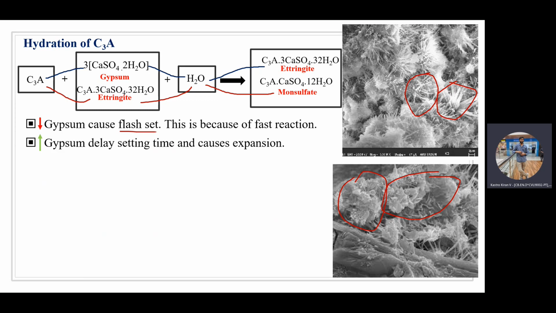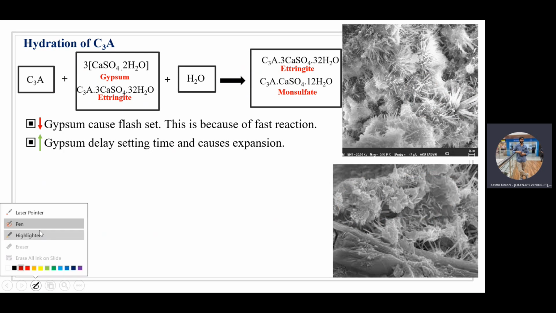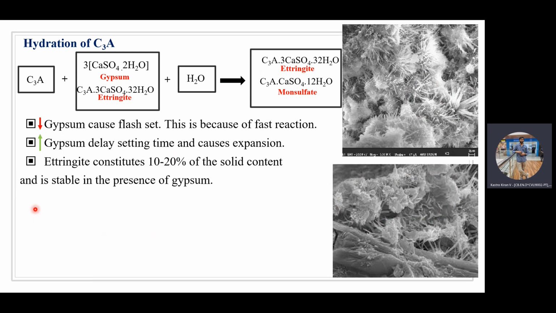Now, if you increase the gypsum content, let's say in general we use 2 to 5% of gypsum in the cement, it will delay the setting time and cause expansion in the concrete. If the concrete is getting expanded, again, that's a problem. In both ways, it's a problem. If gypsum is not available, it's a problem. If gypsum is available beyond a particular point, again, it's a problem. Ettringite constitutes 10 to 20% of the solid content, and this ettringite will be stable only when gypsum is available.